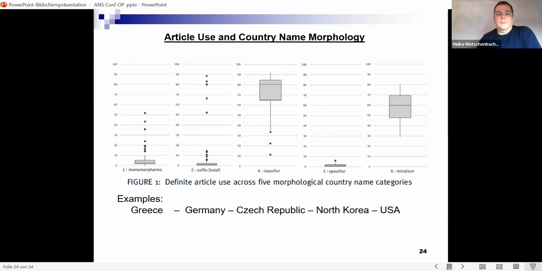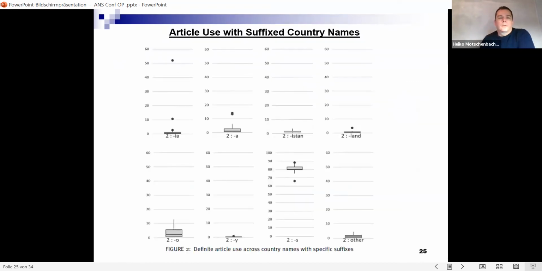I wanted to look a little bit more closely at the suffix names because there were so many outliers here, and a substantial amount of names that behave differently from the category overall. So I also quantified this for the individual suffixes that we find in names. And here you see that it's basically the same for most suffixes. They don't go that much with the definite article. And it's only the plural suffix s that tends to go with the use of the definite article.